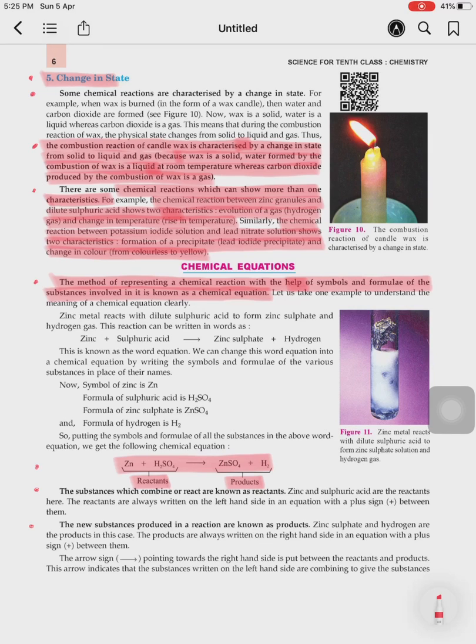In the next video, we will learn how to write chemical formulas of various chemical substances. Obviously, you have studied it in grade 9, but you study it here in grade 10 as well. And then with the help of chemical formulas, we will be writing chemical equations, and then we will be balancing the chemical equations.